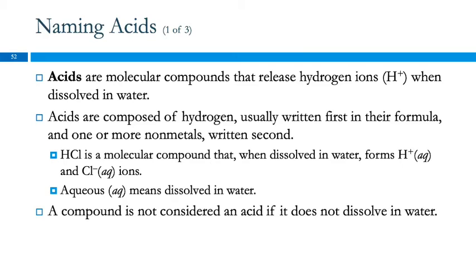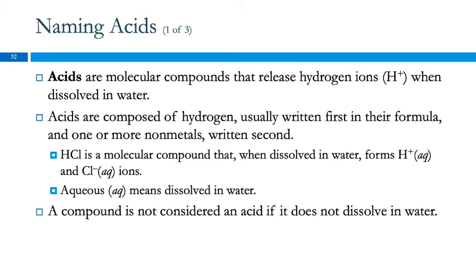So acids. Acids are actually molecular compounds, but they're special. Acids can be defined in several different ways. The definition we're going to look at right now is that acids are molecular compounds that release hydrogen ions when dissolved in water. So an acid has to have hydrogen in its formula, and that hydrogen is written first. For our purposes, if you see a formula that starts with H, you can assume it's an acid.